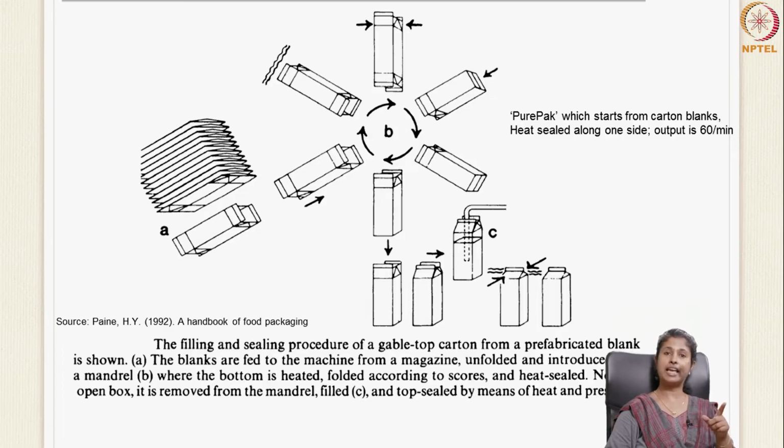In section A, the blank is fed to the machine from a magazine or a reel. It's unfolded and introduced. In section B, the bottom is heated. It is folded according to scores. Scores are the foldings that are already given. It's folded according to that and heat sealed. Now one section is sealed. Now it is an open box, and it is then filled and top sealed by means of heat and pressure. So this is another type of cartoning system for filling liquids.